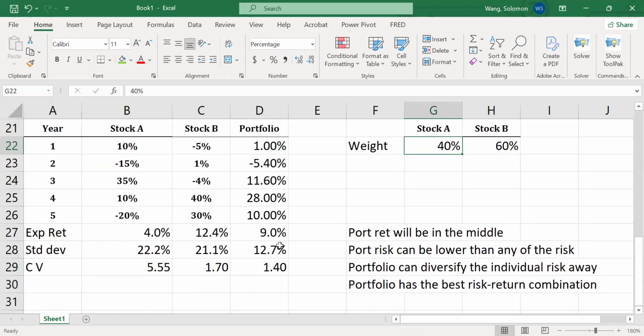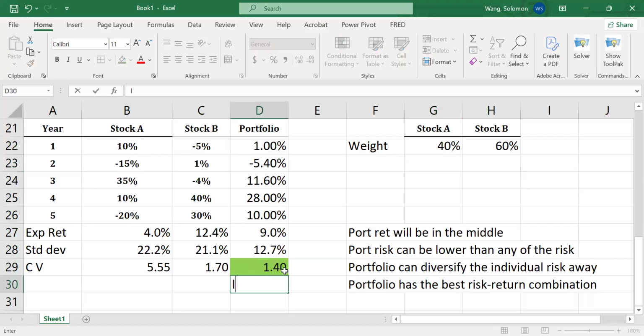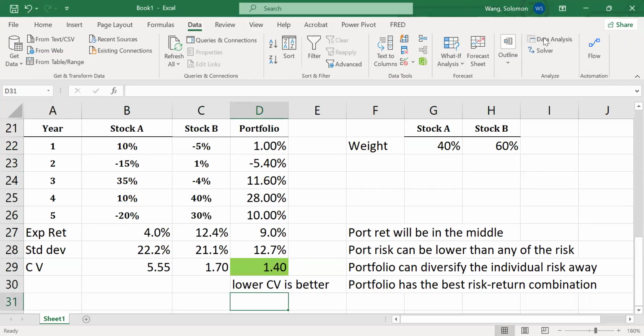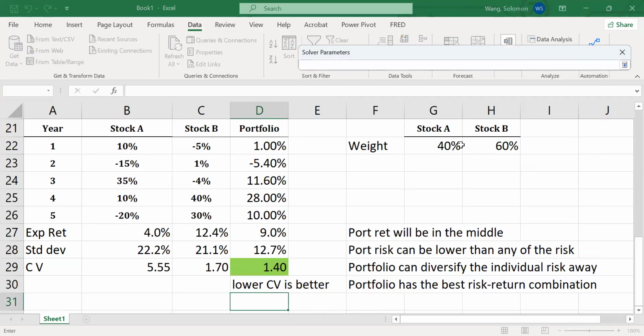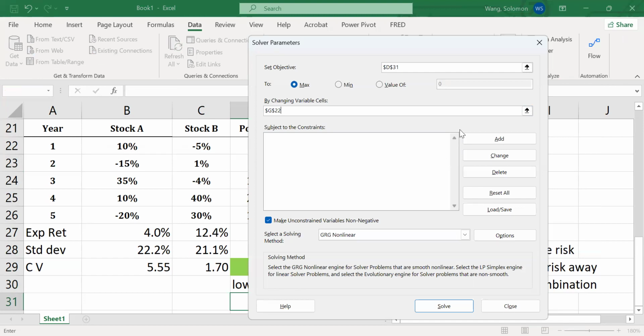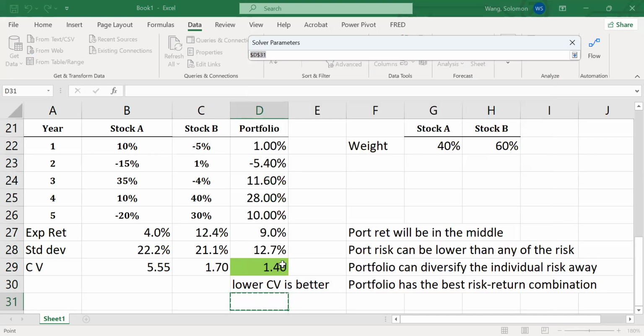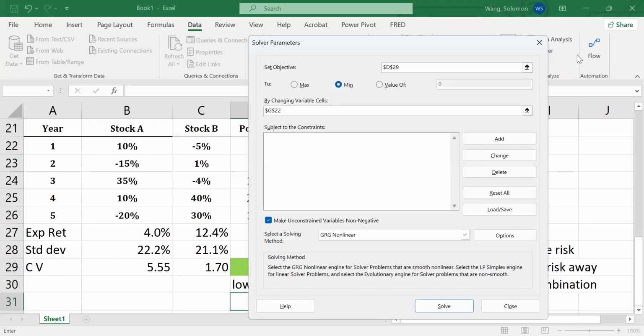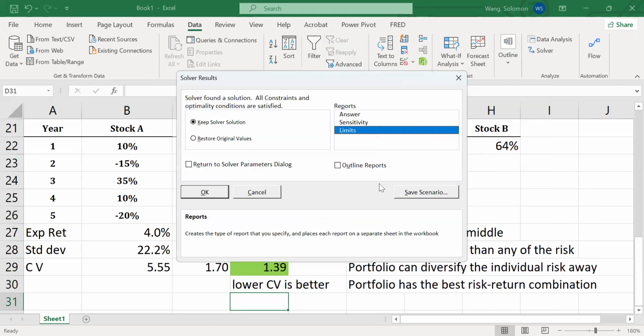All right. So is this 40-60 my best combination? Can the CV be lowered to some level lower than 1.4? If I change it to 20 and 80, it's not making the CV lower. Lower CV is better. You can use the solver function, which is under Data, right here, Solver. You will need to change stock A's weight in order to minimize the portfolio CV. This can only be done by the computer, and then you solve it. Keep the result.